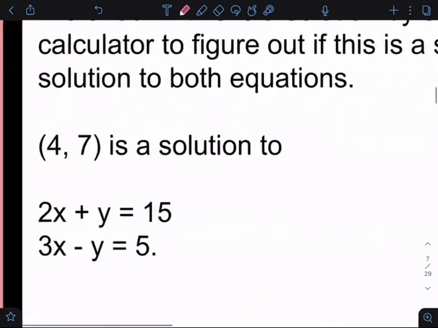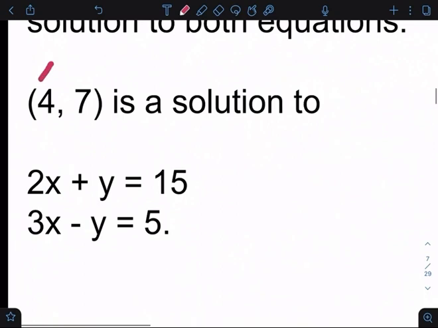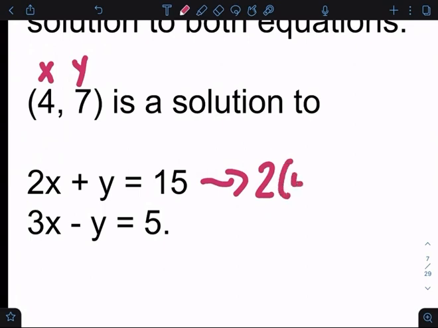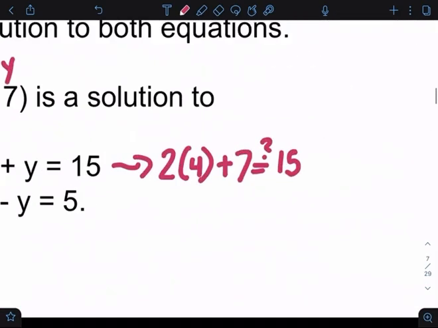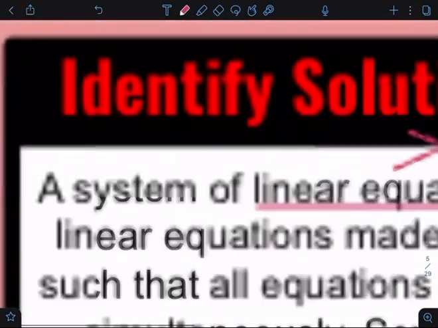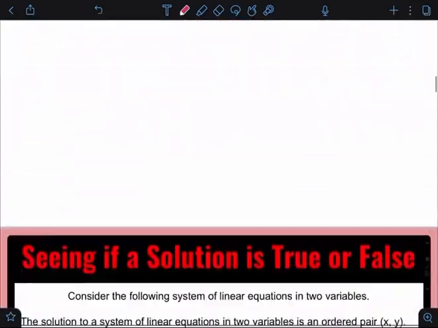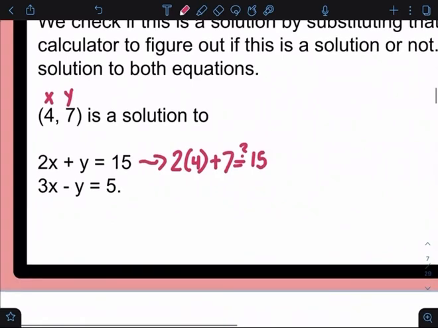So let's say these are our equations and the point is x equals 4 and y equals 7. Let's see if this is true. For this one, instead of x, I would put 4, plus, instead of y, I would put 7, maybe equals 15. Well, let's see. 2 times 4 is 8, and 8 plus 7 is 15, so 15 does equal 15. So far, we are good. But for it to be true, both of them have to have that same point.